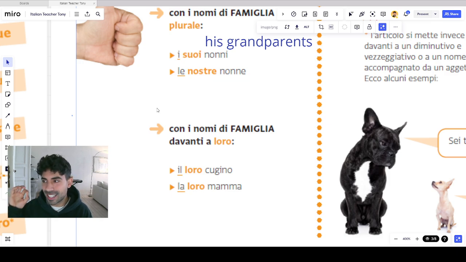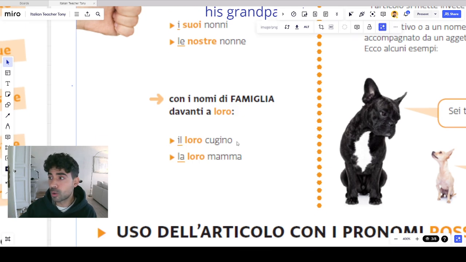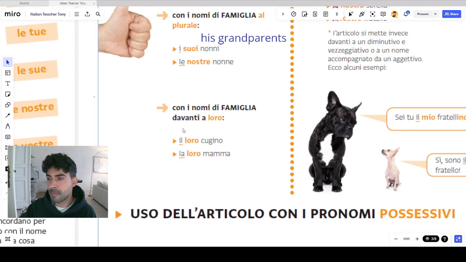The last case in which you will put the article in front of the adjective is when we are talking about loro, obviously referring to a family member. For example, you're saying their cousin or their mom. In the case you're talking about family, no matter if it's singular or plural, if the adjective used is loro, or their, you will have to put the article. Il loro cugino, la loro mamma.